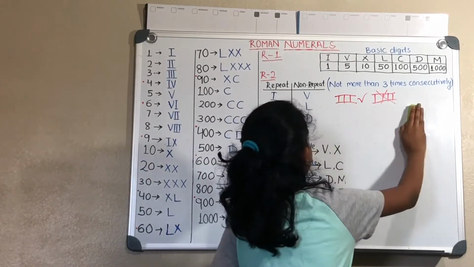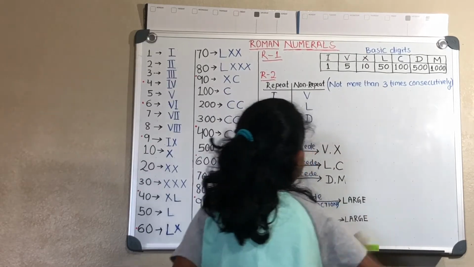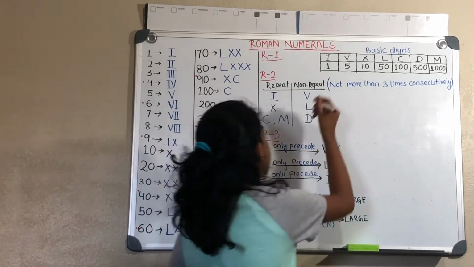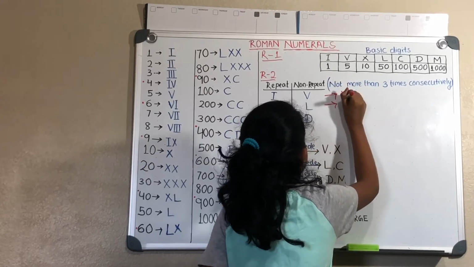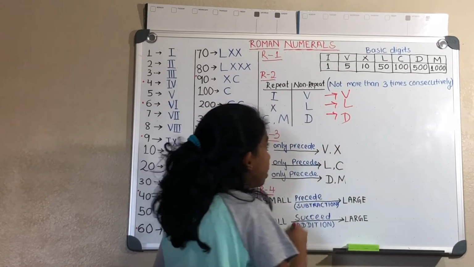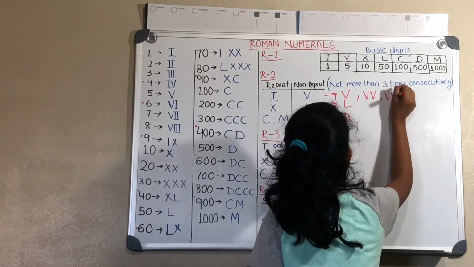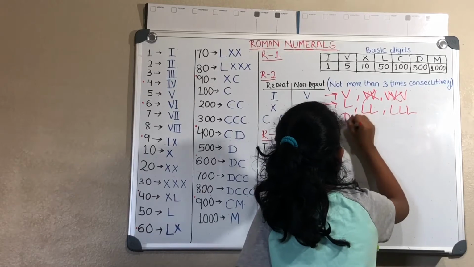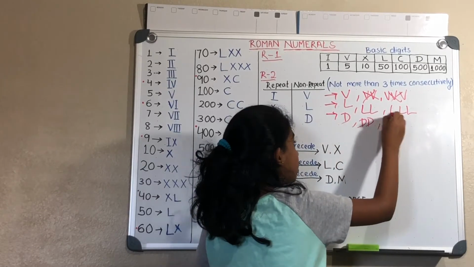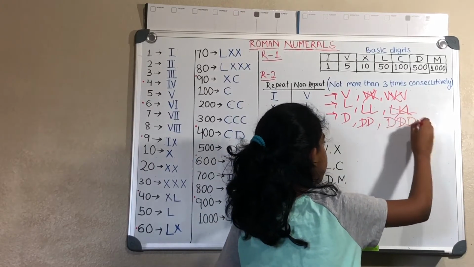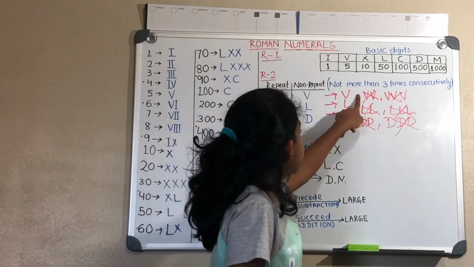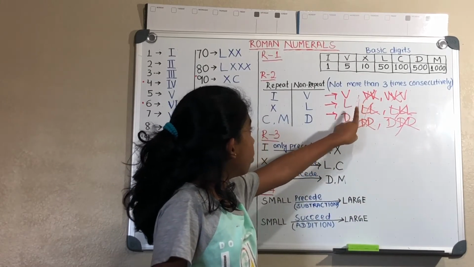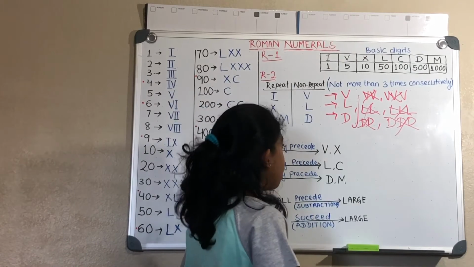Let's take a look at the non-repeat side. On the non-repeat side, you cannot repeat the letters more than once, which means you can write V as in V, L as in L, or D as in D at the most. You cannot write VV or VVV. These are incorrect. Same for LL or LLL, DD or DDD. These are incorrect. So the only things that you're allowed to write are the single V, L, and D. These are correct according to rule 2. So that is rule 2.